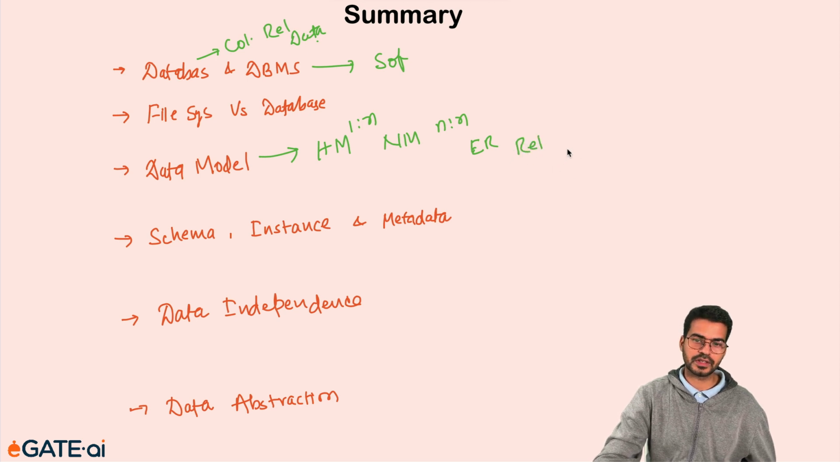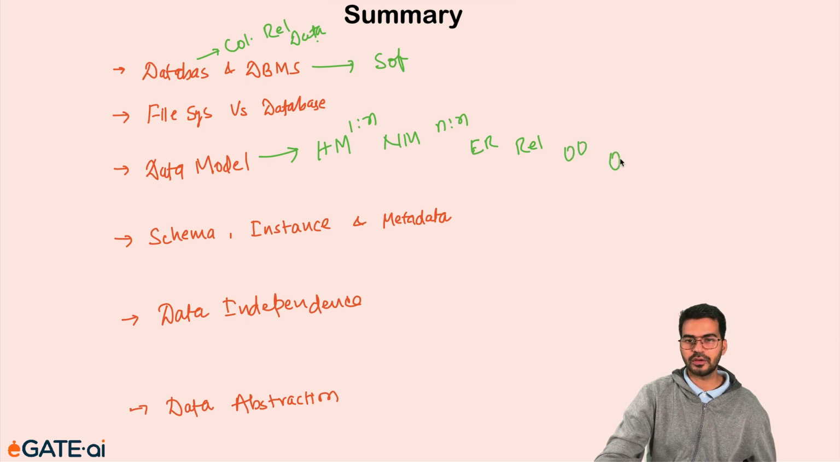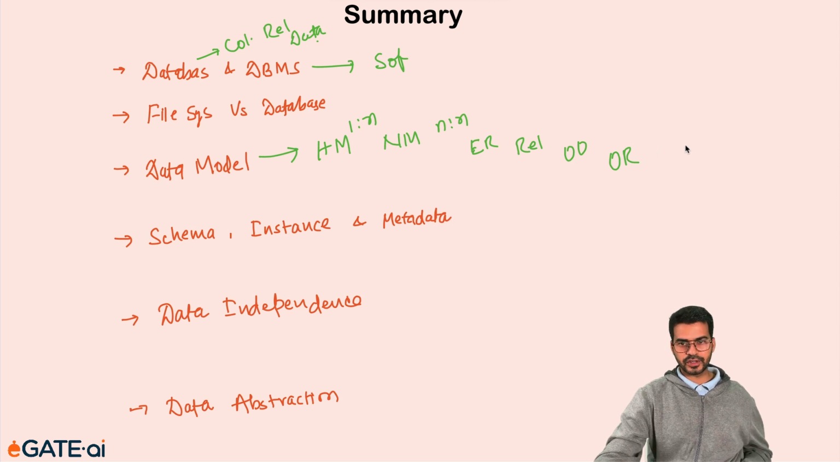Then we also studied the ER model, then the relational model. Then we studied the object oriented model, then the object relational model. Apart from this, we also studied some modern types like NoSQL, where we studied document, columnar, and key value pair. All these were the data models we studied here.